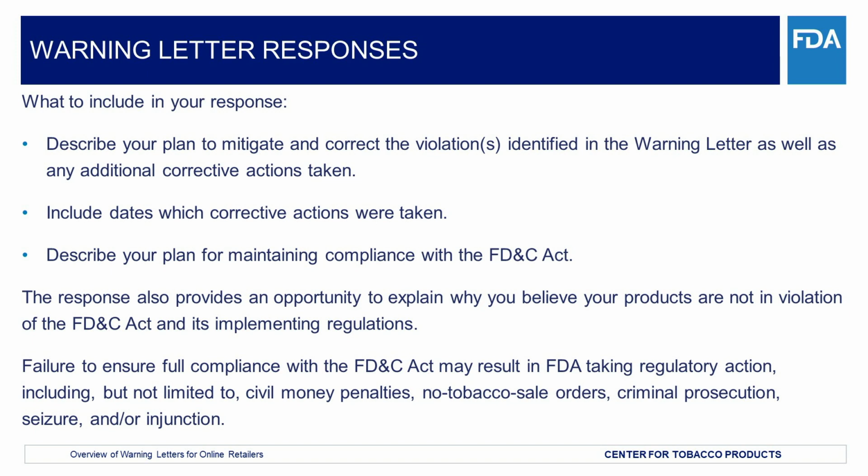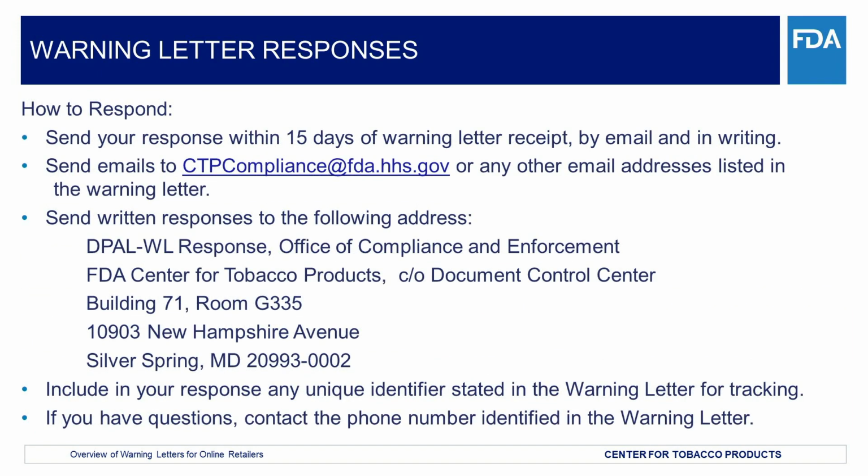Failure to ensure full compliance with the FD&C Act may result in FDA taking regulatory or legal action, including but not limited to civil money penalties, no tobacco sale orders, criminal prosecution, seizure, and/or injunction. Once the response has been drafted, the warning letter response should be sent via email to ctpcompliance@fda.hhs.gov or any other email addresses listed and mailed to the address on the slide.